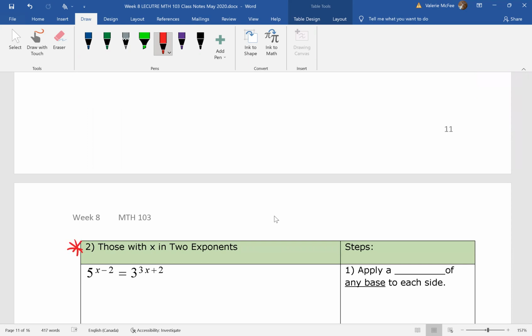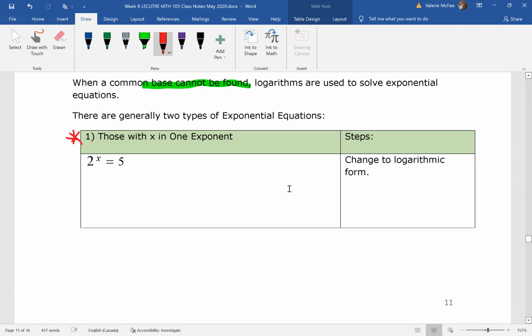It makes it so much easier for you if you learn the difference between these two types of equations. Because when we have x in one exponent, all we have to do is change it to log form. Just make sure you isolate your power.